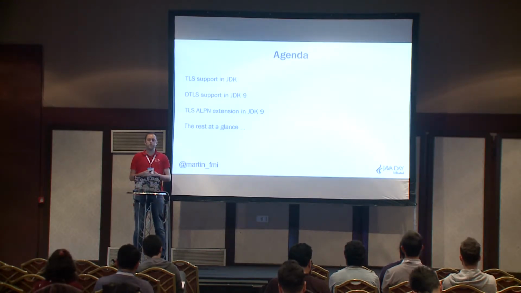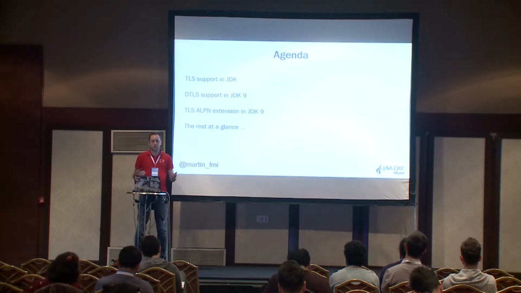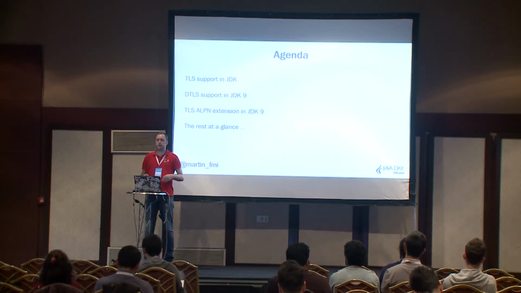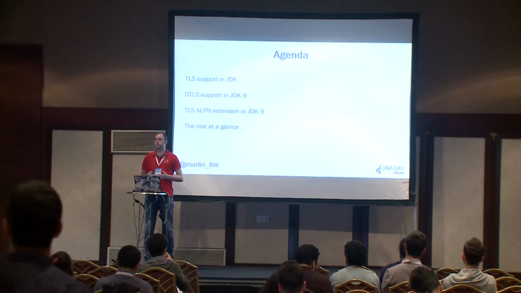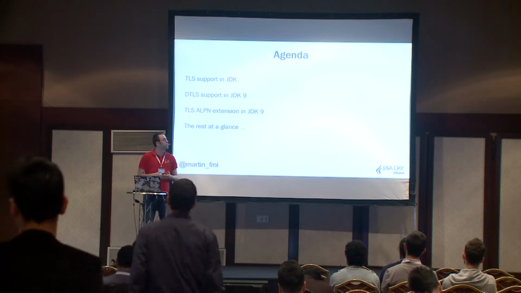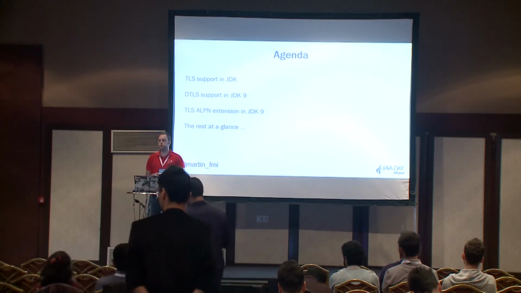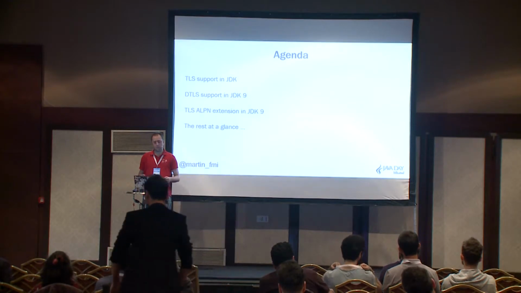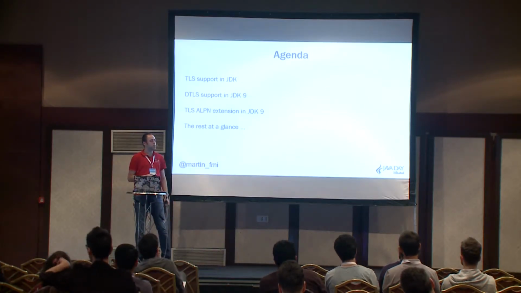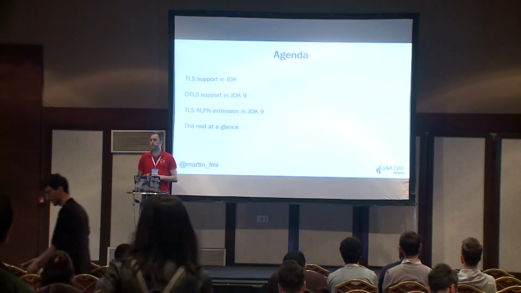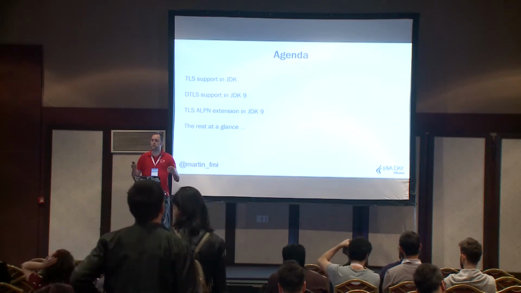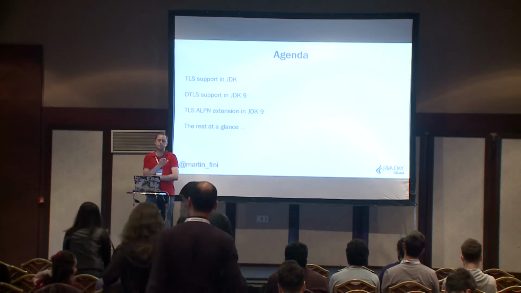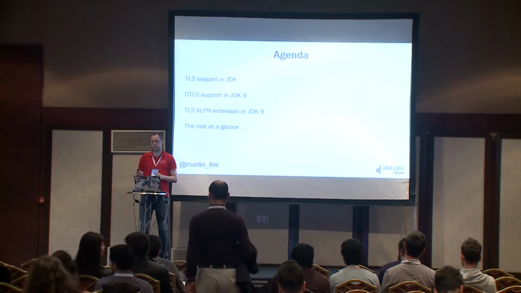So in this session, just before we dive into the new security enhancements in JDK 9, we'll cover the current state of TLS support in the JDK. Most of these enhancements in JDK 9 are around the support for the Transport Layer Security protocol in the JDK. Then we'll move to one of the most major enhancements in JDK 9, which is called DTLS. DTLS is the Datagram Transport Layer Security protocol, which is basically TLS over UDP. Then we'll cover another interesting extension in JDK 9, which is the TLS Application Layer Protocol Negotiation Extension, which allows you to negotiate the application layer protocol during the TLS handshake process. And at the end, we'll cover the rest of the security enhancements at a glance. We have some more interesting security enhancements in that section.